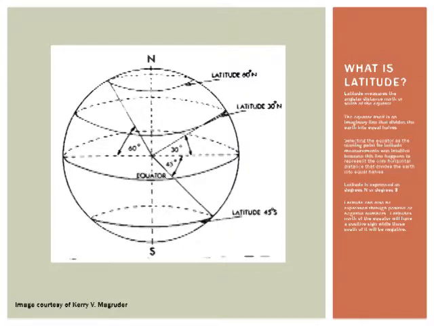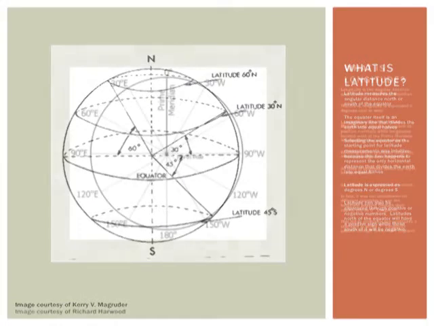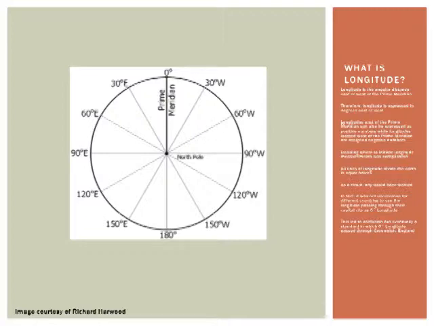Now let's go ahead and move on to longitude. Well, longitude measures the angular distance east or west of the prime meridian.